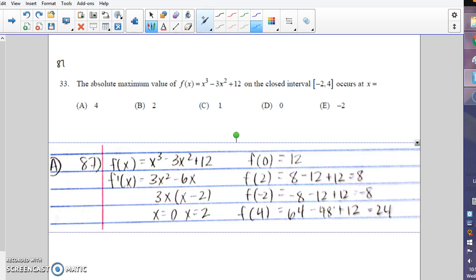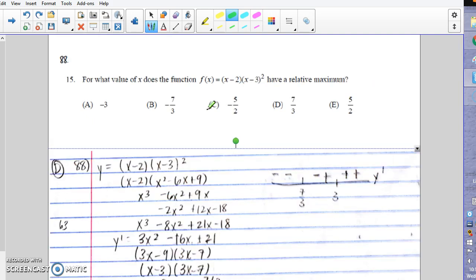Absolute maximum, and they give you that closed interval. So you want to take the derivative, and that's where I got 0 and 2. The next thing you need to do is evaluate the endpoints. So just a little plug and chug math, double check your math. Don't make a silly math mistake. This is non-calculator active.